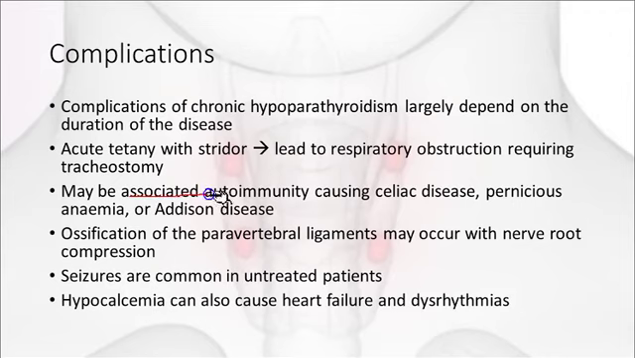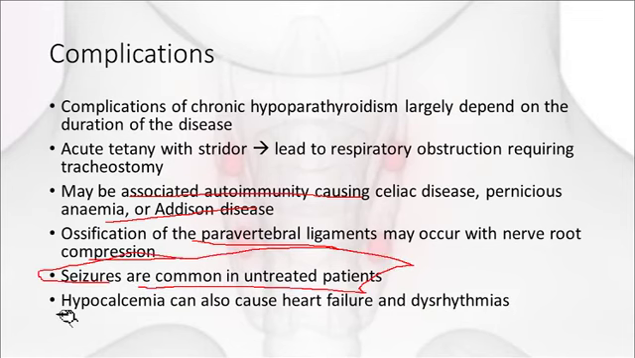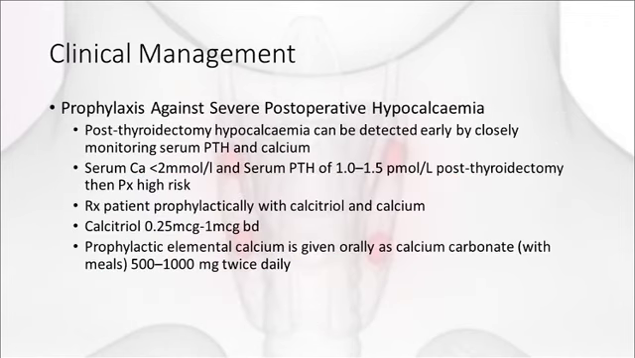It may be associated with autoimmunity causing celiac disease, pernicious anemia, and even Addison's disease. Ossification of paravertebral ligaments may occur with nerve root compression as well. Seizures are common in untreated patients, and hypocalcemia can also cause heart failure and dysrhythmias as well.